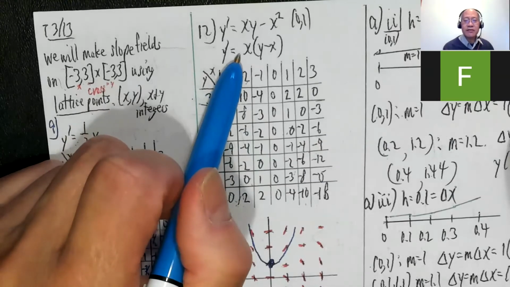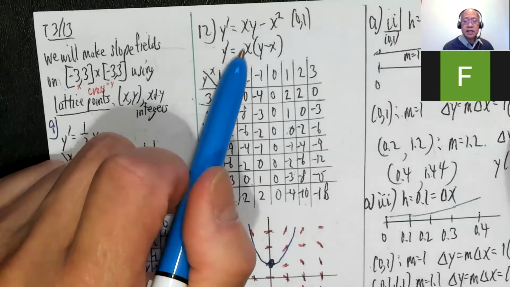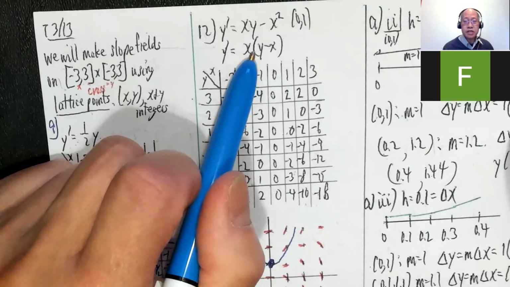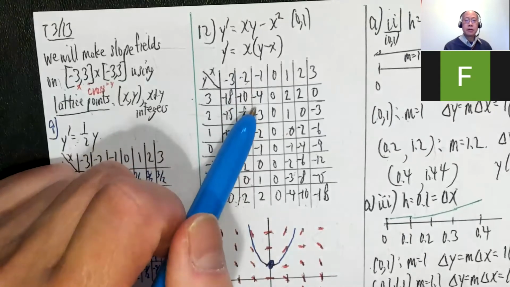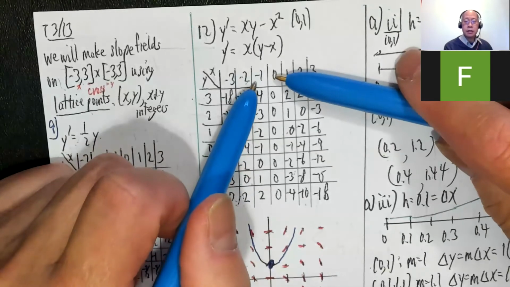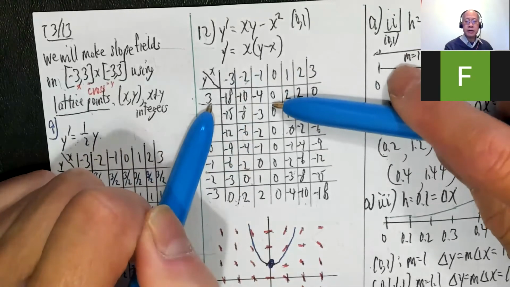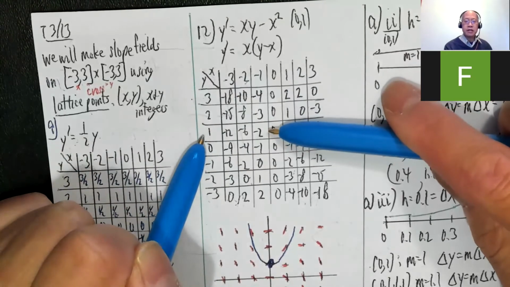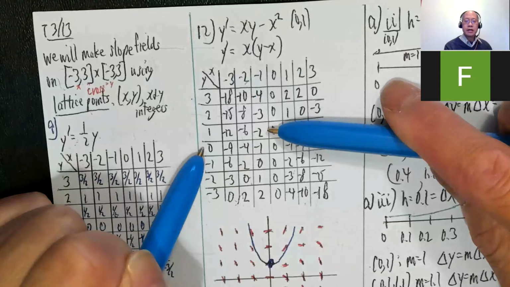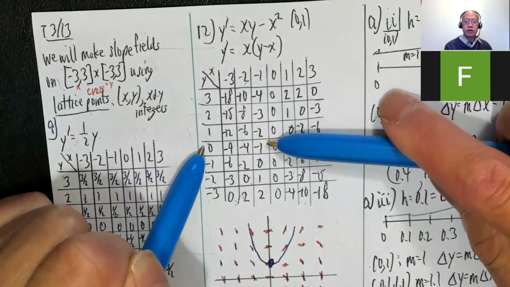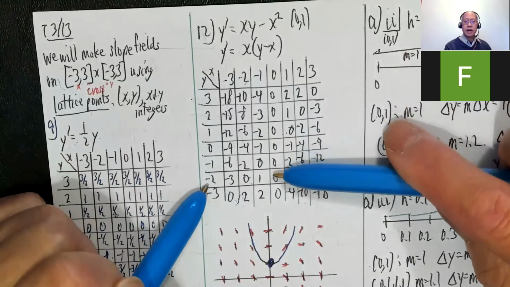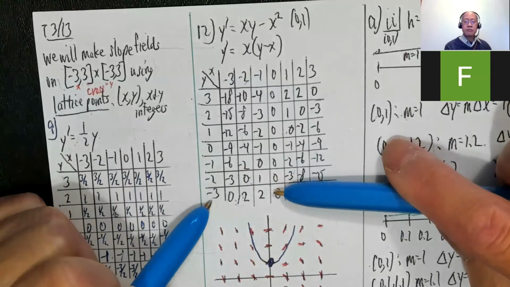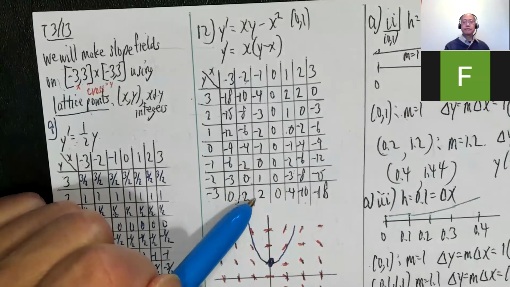How about if x is -1? If x is -1, then I want the opposite of this, right? Which is basically x minus y. -1 minus y. -1 minus 3, -4. -1 minus 2, -3. -1 minus 1, -2. -1 minus 0, -1. We already had that 0. -1 minus a -2, 1. -1 minus a -3, 2.